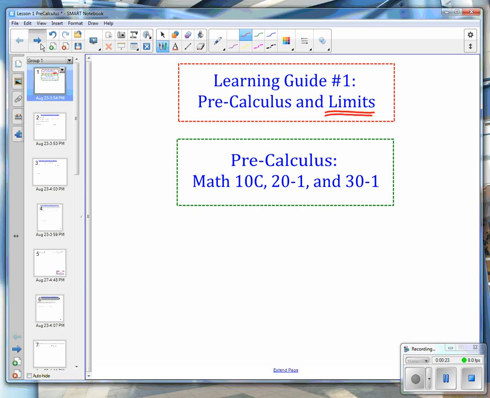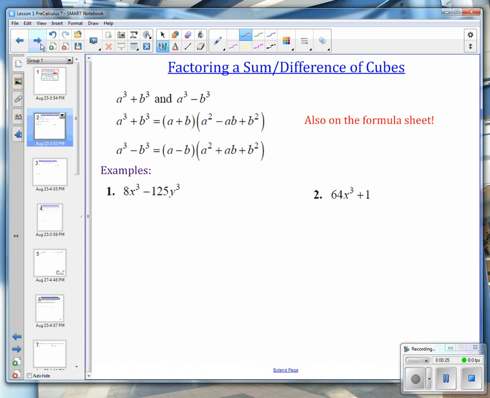So the first little bit of factoring that we're going to look at is a little bit different. Normally we've seen PSA 1, PSA 2, difference of squares. Those are the most common ones. The one that we're going to start off with is the difference of cubes. So instead of difference of squares, we're now looking at cubes, which is a little bit different. You can see here that I've got two formulas, and these are on your formula sheet, so you don't need to memorize them.